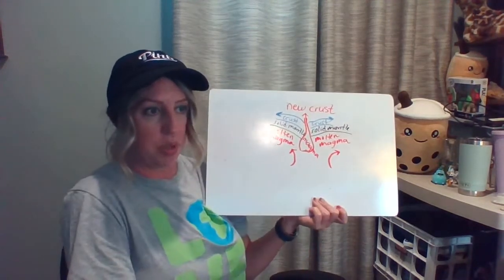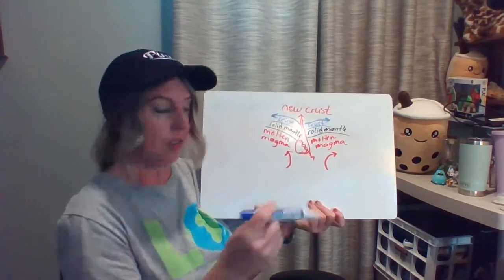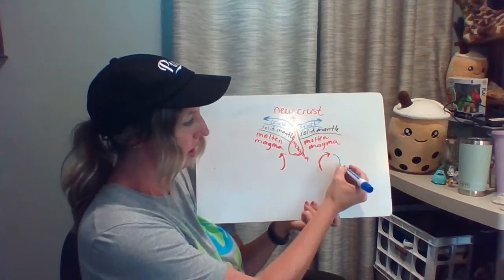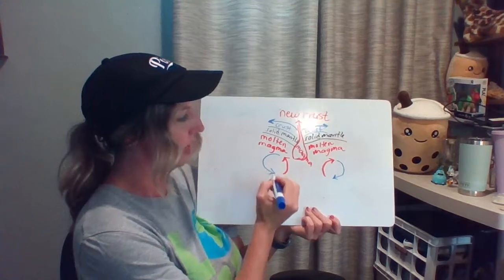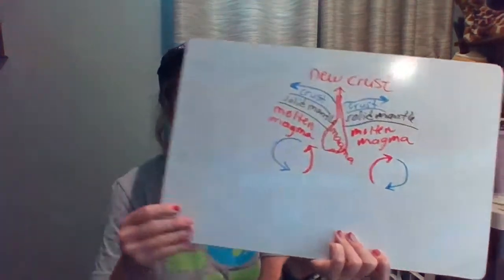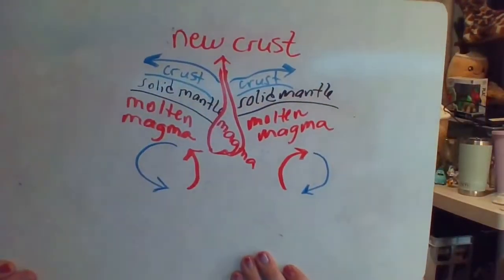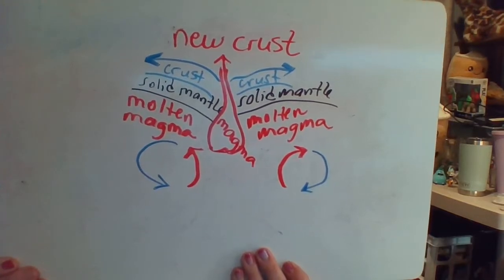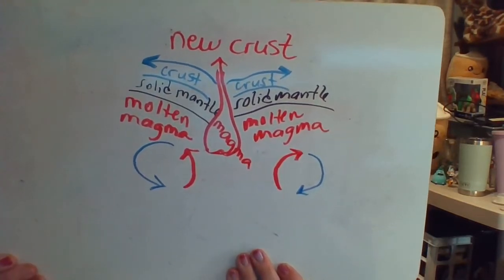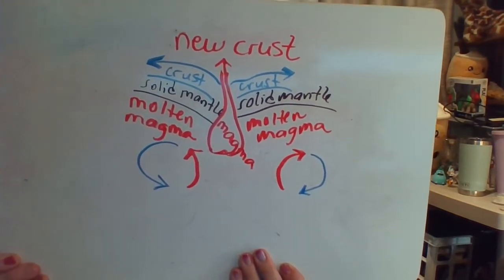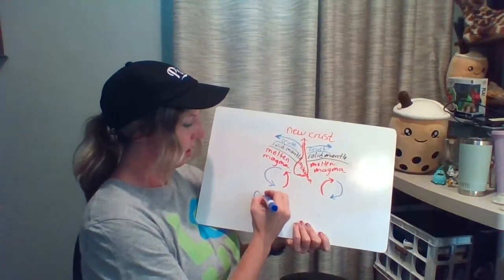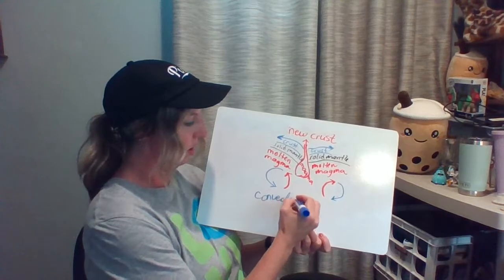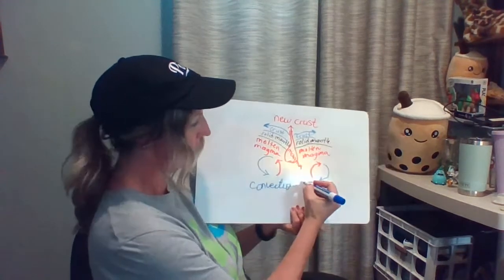And then once it gets superheated, it's going to fall back down. And the cycle repeats. Falls back down. And the cycle repeats on both sides of the plate. So these are your convection currents that move the plates apart. So let's go ahead and label convection currents.